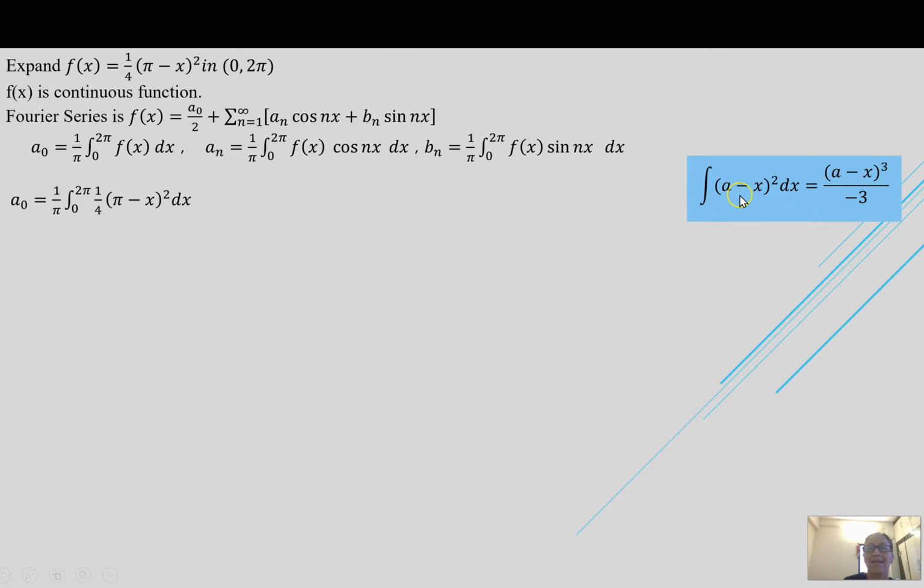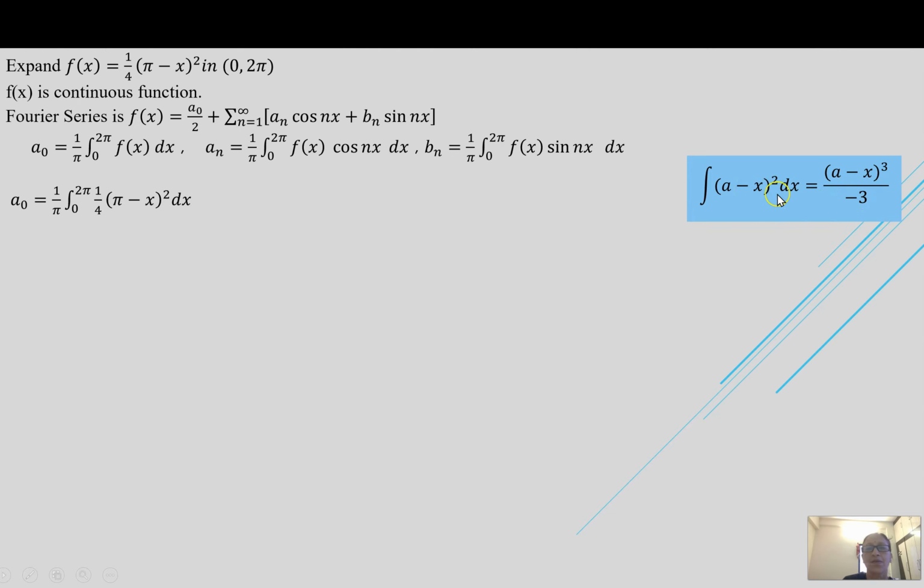So how do you get this? You know the formula of integral x raised to n. Integral x raised to n equal to x raised to n plus 1 by n plus 1. But here this bracket contains a minus x, not the single term x. That's why, after using the integral x power n formula, you should differentiate a minus x in the denominator. That's why here we got minus 3.